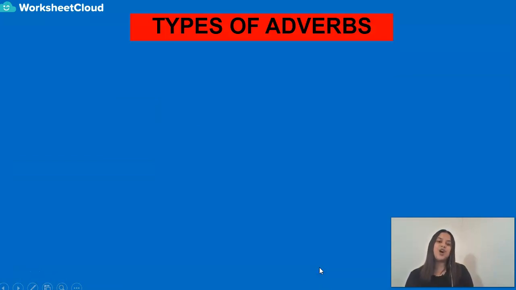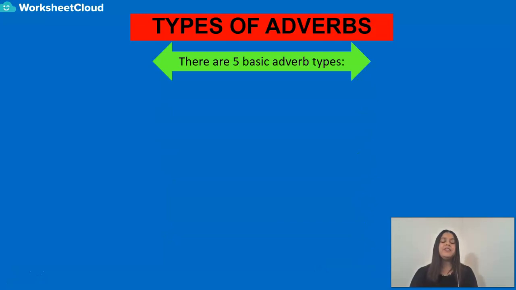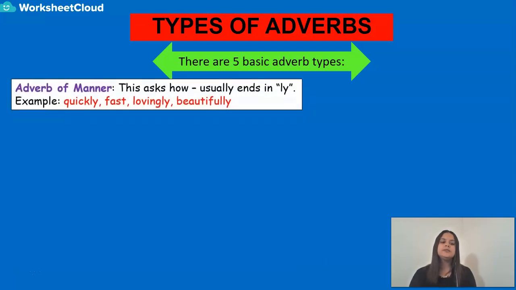So now we're going to move on to the types of adverbs. There are 5 basic adverb types. Yes, there are others, but today we are only focusing on the 5 basic types of adverb. The first one is an adverb of manner. Adverbs of manner ask how. How did the boy run? How did the children play?